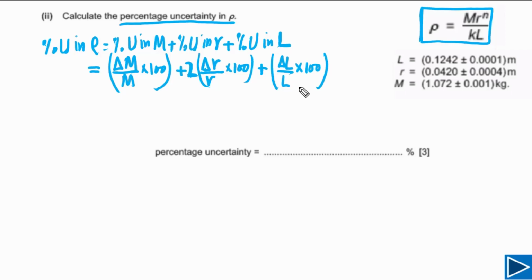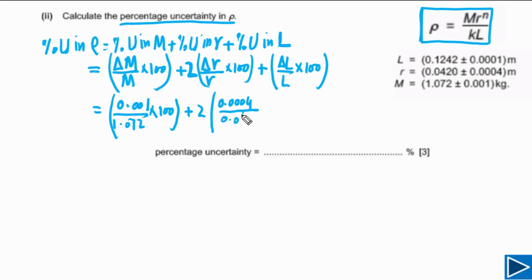Now we need to plug in values and we can calculate our final answer. In this case, delta M is 0.001 divided by 1.072. We multiply this by 100, plus we have 2, and delta R in this case is 0.004, divided by 0.0420. We multiply this by 100, and plus we have delta L. The absolute uncertainty in L is 0.001 meters divided by 0.1242. We multiply this by 100.